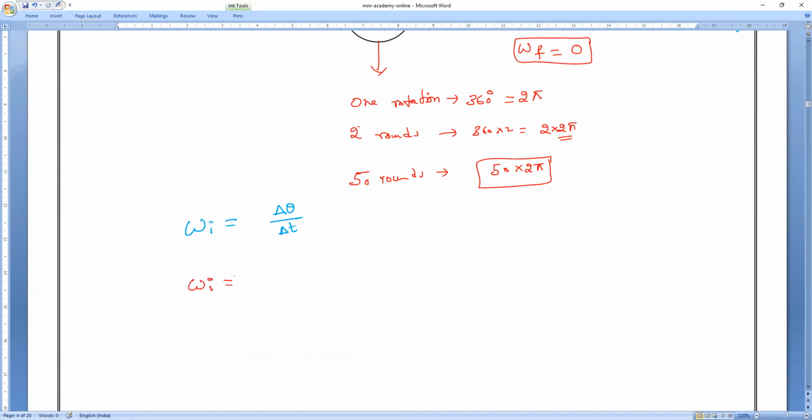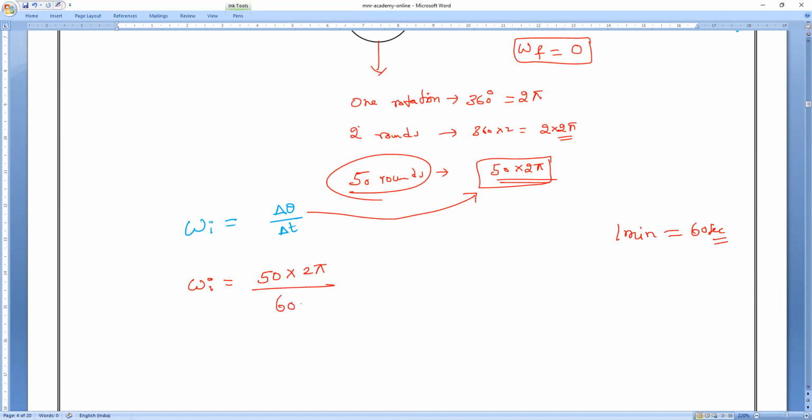So omega is equal to, what is the angular rotation totally? Angular displacement, how much is it? For 50 rounds, 50 into 2 pi, divided by time period. How much time period? 1 minute. So 1 minute means how many seconds? 60 seconds. Understanding all of you? So that is what it is.